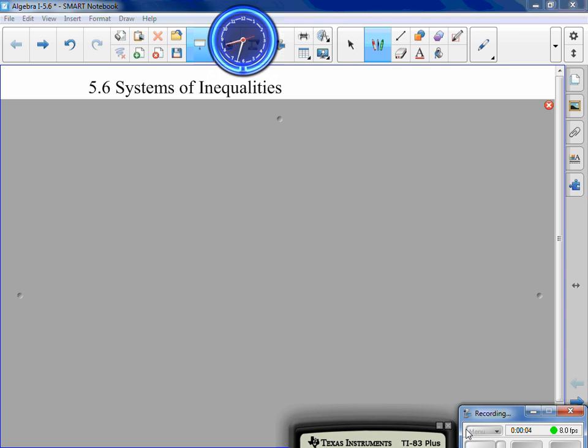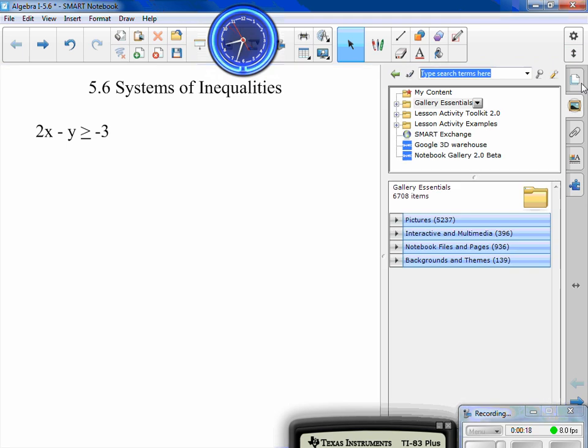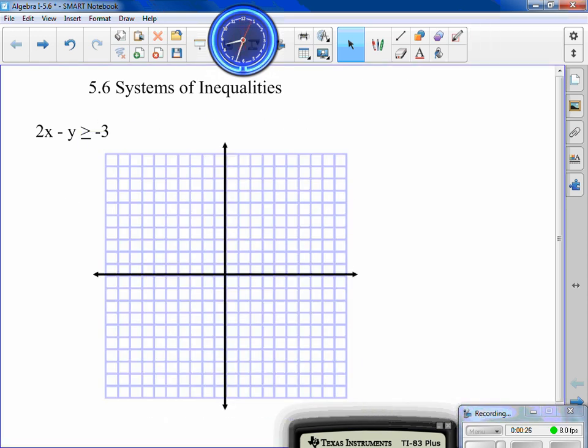Today's lesson's 5.6, Systems of Inequalities. Yesterday we dealt with problems like this, where when we graphed, the first thing I needed to do was rearrange. So you move the 2x over, so I have negative y greater than or equal to negative 2x minus 3. Can't have a negative y, so I change the sign of everything. Y less than or equal to 2x plus 3.